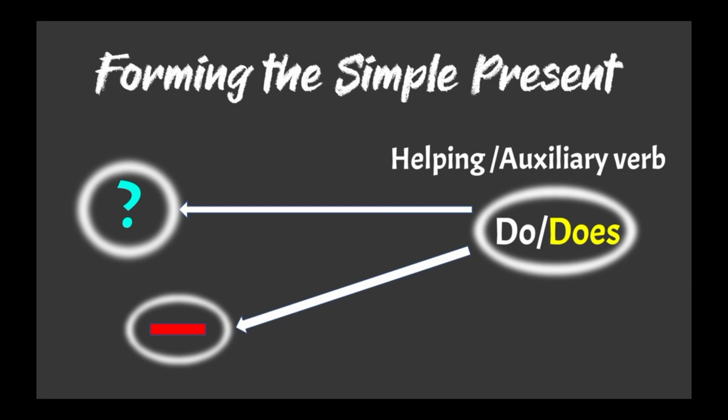Let's first take a look at forming the simple present, or the present simple. As you may know already, we need a helping verb, an auxiliary verb, to make questions and negative sentences. The auxiliary verb in this case is do, and for the third person singular it is does. Does, again, is for he, she, and it only.